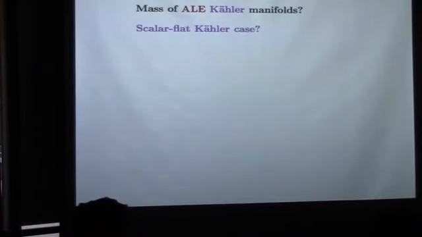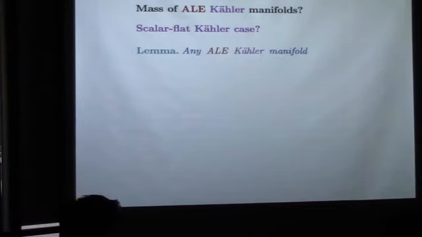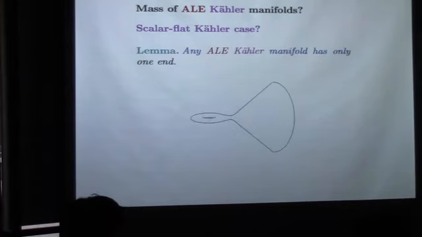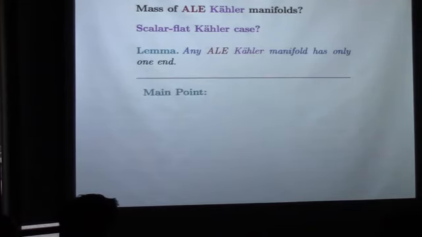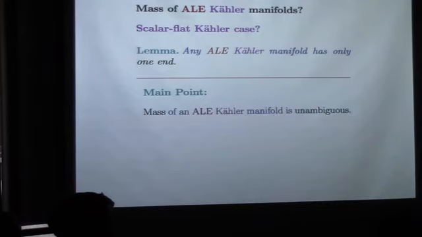So what can one say about the mass of Kähler manifolds, and in particular, what can one say in the scalar-flat case? Well, one useful limit is that if an ALE manifold is Kähler, in fact, it can only have one end. I won't go into the proof in this talk. I don't have the time. But the main point is that in the Kähler context, you don't have to say which end you're talking about to say what the mass is, because there's only one end.